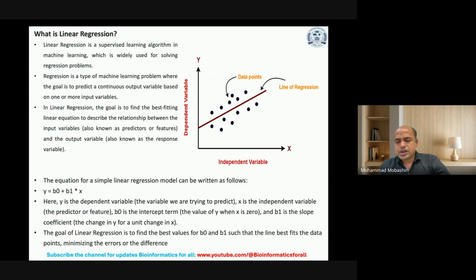The equation is quite basic, which is common for class 9 and 10 students who, in general, use linear equations, and similar kinds of equations are used for such purposes. So the goal in general is to find the best values for the intercept and slope such that the line best fits the data points by minimizing the errors and the differences.